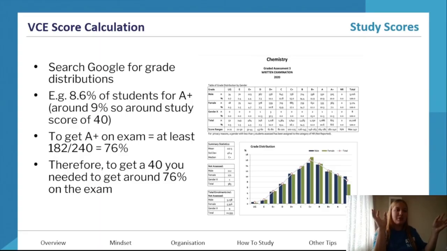Because to be in the A plus range, it's still a range, right? It's still a large range. So low A pluses versus high A pluses, that makes the difference in the study score, whether it's close to 40, whether it's closer to 50. So this really will help you apply that bell curve example to your specific subject and really understand it very well.